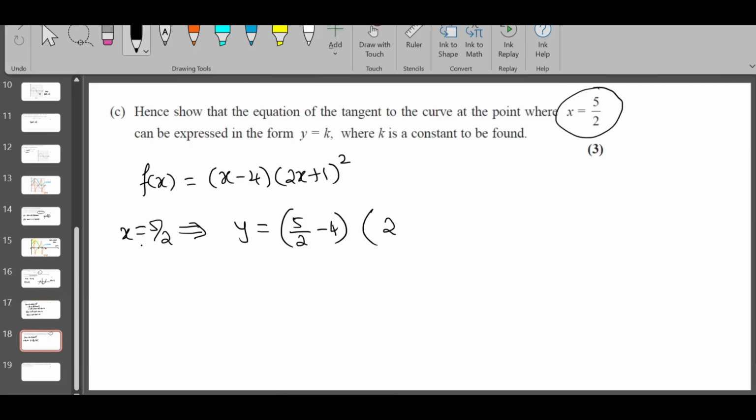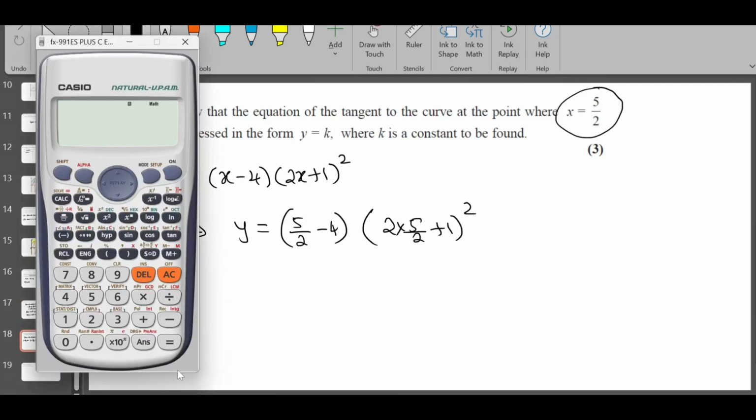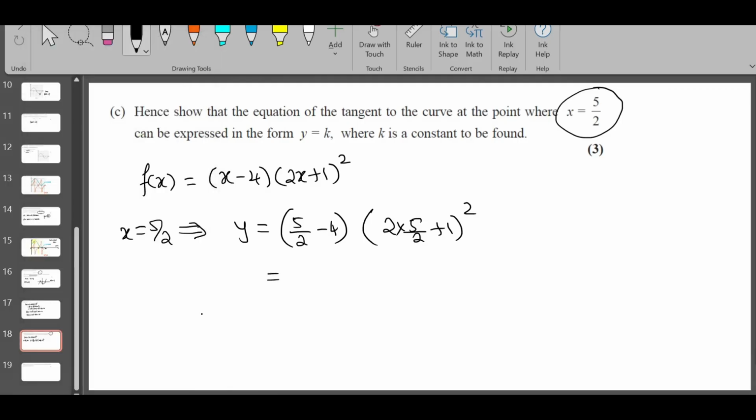You see, 2 times 5 over 2 plus 1 whole square. So it's 5 over 2 minus 4. And then this one, 2 will be cancelled. 5 plus 1, 6 square times 36, you'll get negative 54. The point is 5 over 2 comma negative 54.